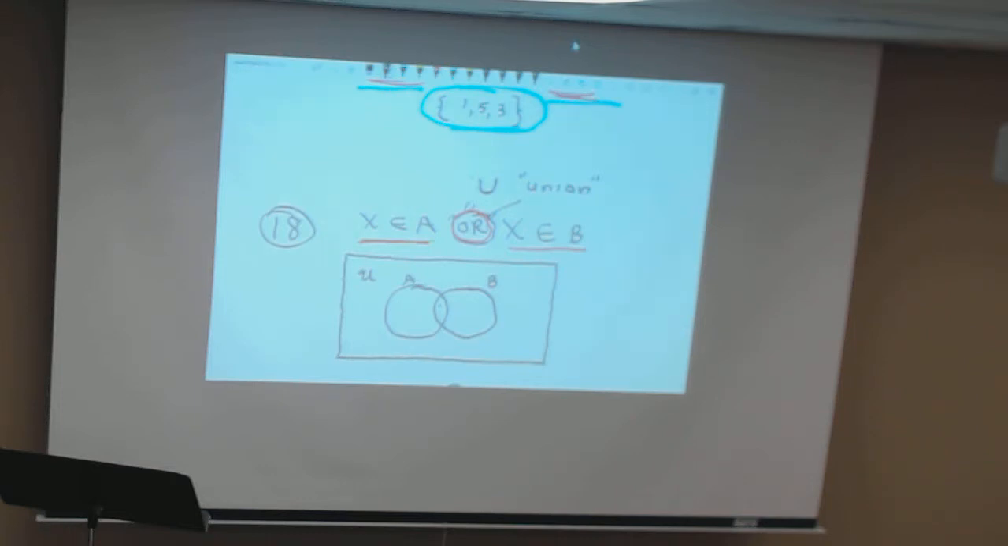Now, if I'm going to put X as an element of A, let's erase this red line here for a minute. If X is an element of A, then that means I'm going to shade in all of A. Everybody follow what I'm doing?